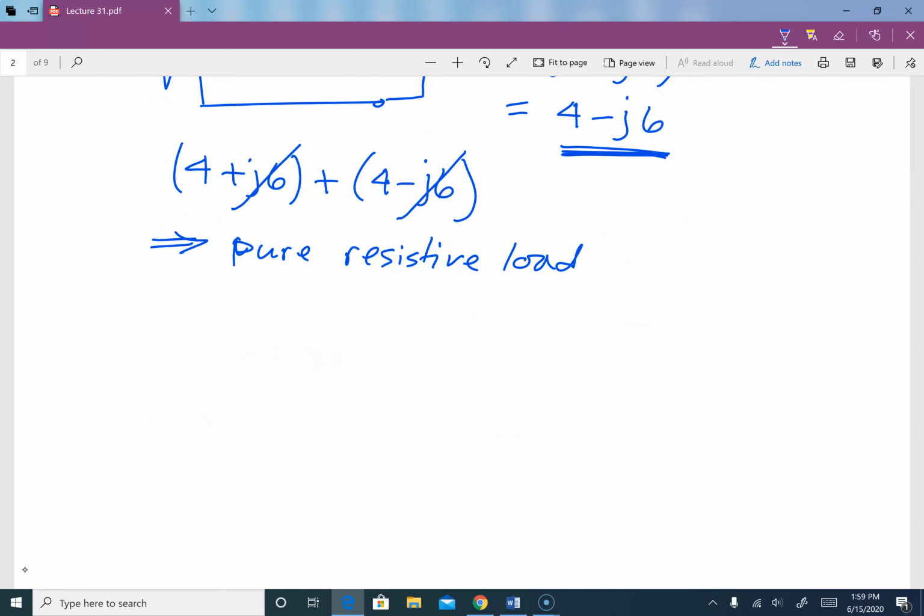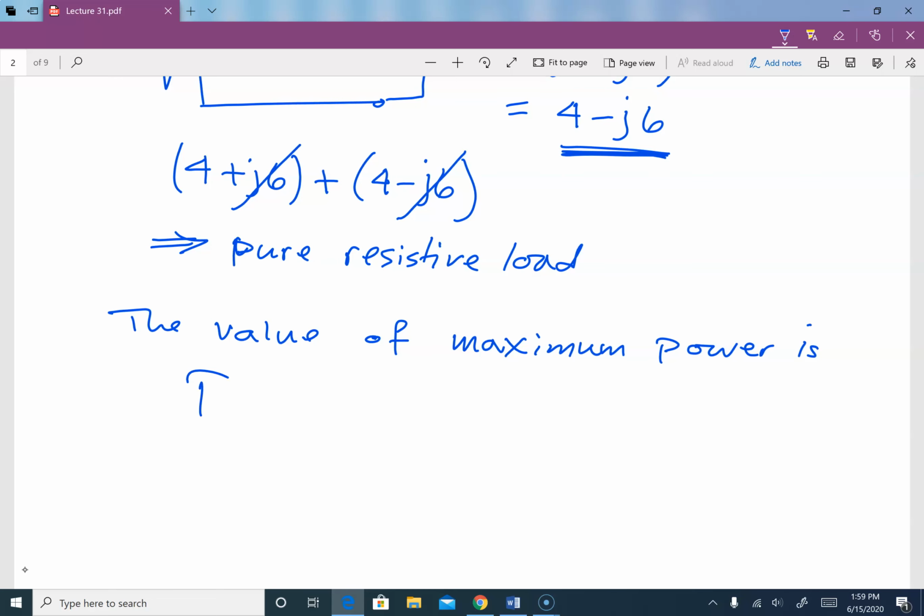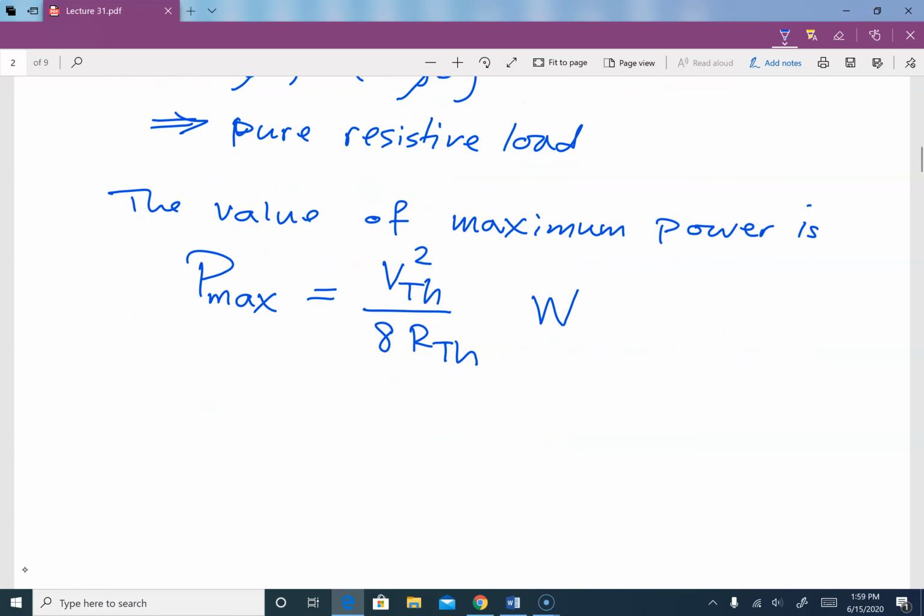So the value of maximum power is P max equal to V Thevenin squared divided by 8 R Thevenin, and that is in watts. So this is the formula for maximum power in AC circuits.